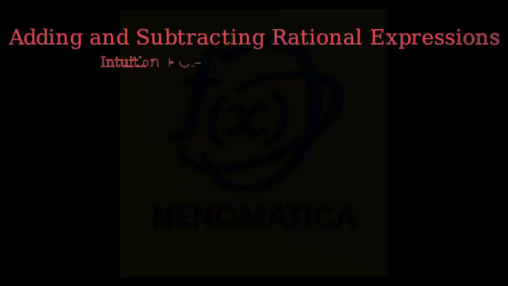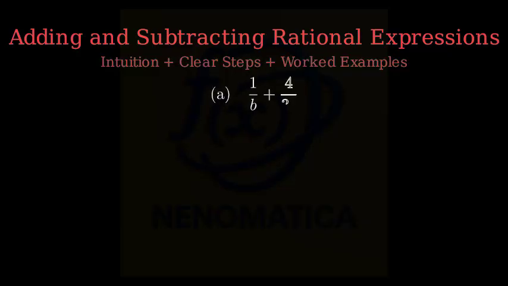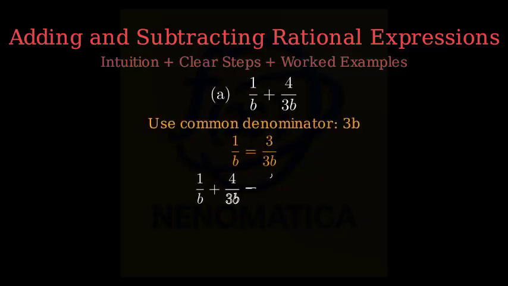In this lesson, we will add and subtract rational expressions step by step, focusing on finding common denominators and combining numerators carefully. Example A. We want to compute 1 over b plus 4 over 3b. The key idea: use a common denominator. Since the second term already has 3b, we rewrite 1 over b as 3 over 3b. Then we add numerators because denominators match.